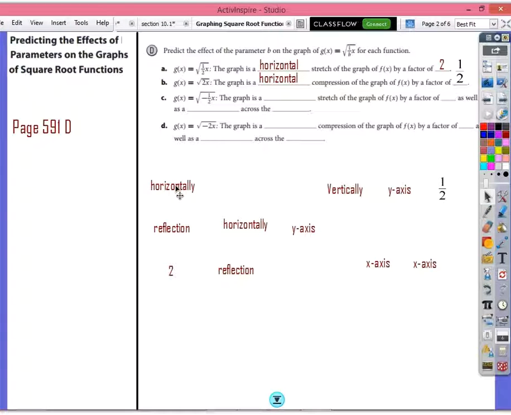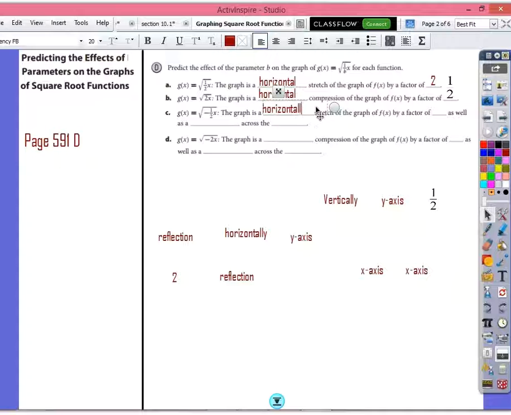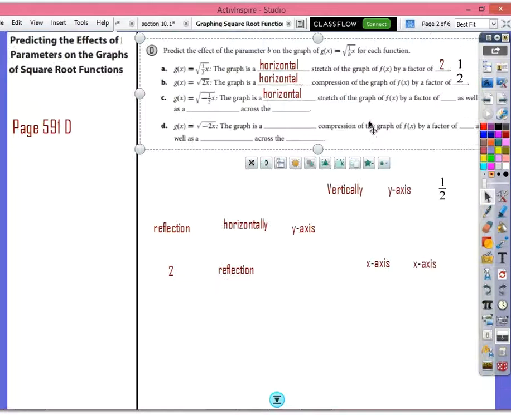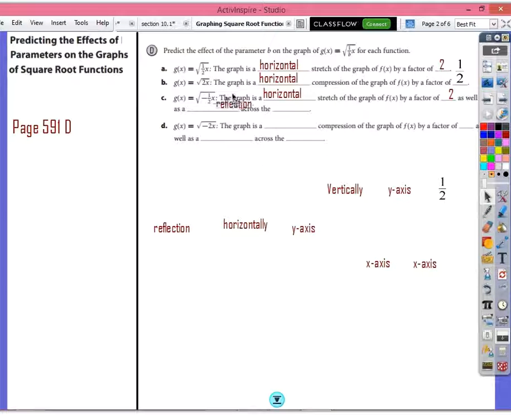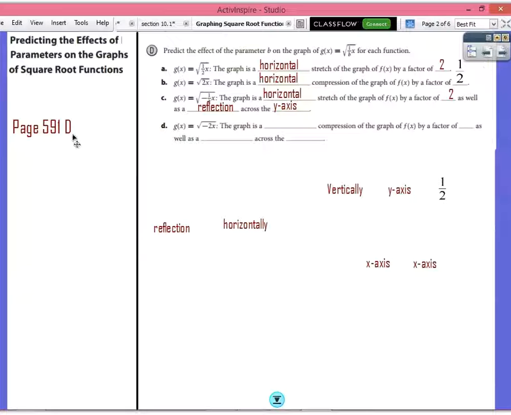Okay, so again, we're going to have a horizontal transformation. It'll be a stretch by a factor of 2 once again. But again, we're also going to get a reflection across the what axis? Across the y-axis. Okay, so you should make sure you're filling out your page 591 as we go through these.